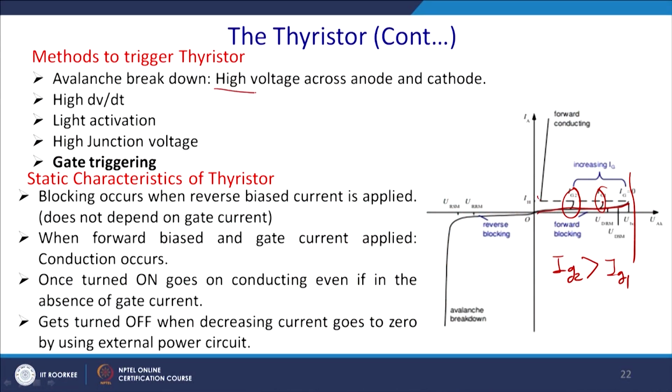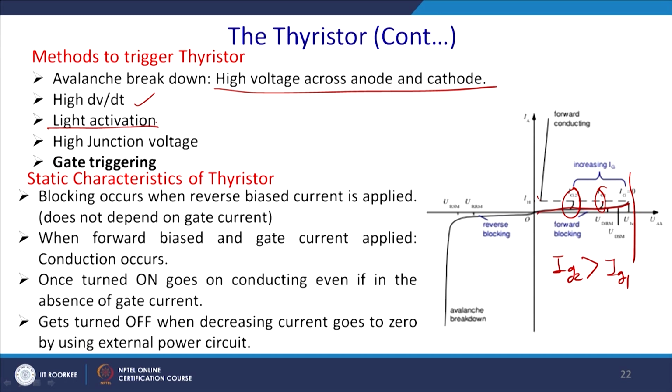So, apart from the gate triggering, there are different methods of triggering. Avalanche breakdown is when a high voltage is applied across the anode and cathode. dv/dt triggering: if you apply a high rate of change of voltage, that also leads to triggering. For this reason, it is not advisable to use thyristors with pulse kind of waveforms. If you have square pulses which have a very high dv/dt, that may falsely trigger the thyristors. So, for this reason we will not use it in most cases.